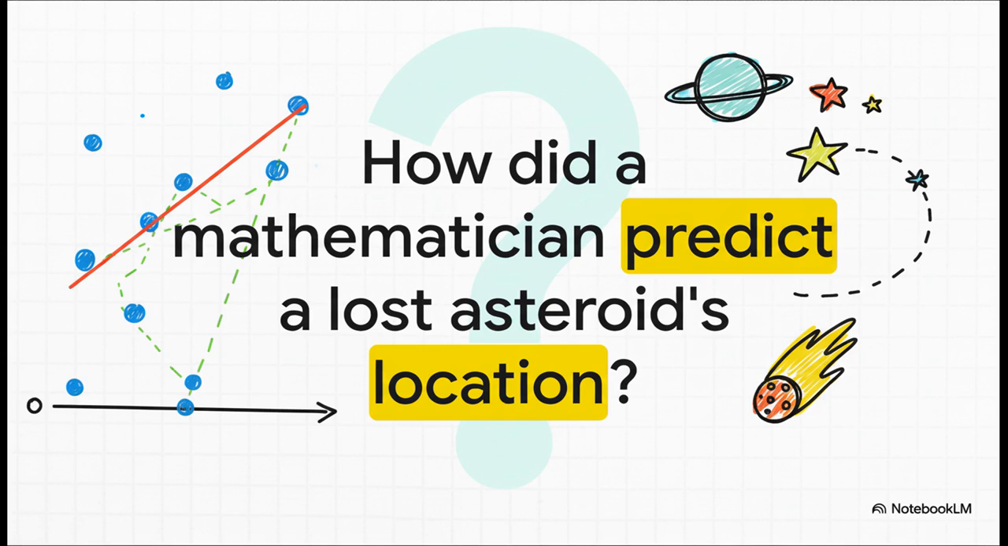Picture this. It's 1801. An astronomer discovers a new object in the sky, calls it Ceres, tracks it for a bit, and then it disappears behind the sun. It's gone. And all the top scientists in Europe are scrambling, trying to figure out where it's going to show up again. But then this one guy, the legendary mathematician Carl Friedrich Gauss, takes a look at the very limited data they have, does some calculations, and makes a prediction that is completely different from everyone else's. And guess what? Months later, Ceres reappears exactly where Gauss said it would be.